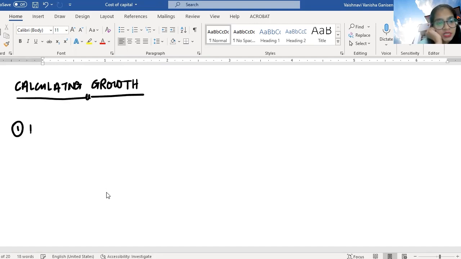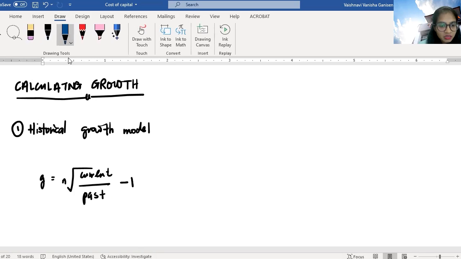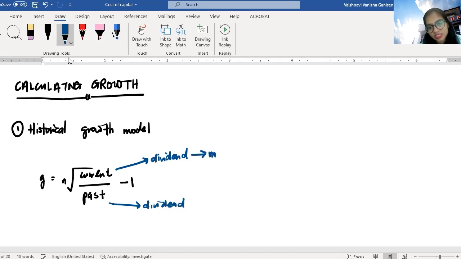To calculate growth, the first one is your historical growth model. For your historical growth model, G equals current over past to the power of 1/n, minus 1. Here there are a few things that I need to remind you. Whenever I write the current and the past, this is your current dividend and this is the past dividend. That means you need to find the most recent dividend, and here is the oldest dividend. The value of n is equal to the number of jumps.